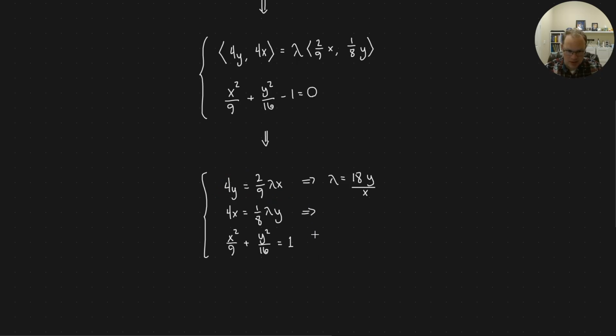Let's solve for lambda in the second equation. Multiply the 8 to the other side, divide by the y. I'd get lambda equals 32x divided by y.